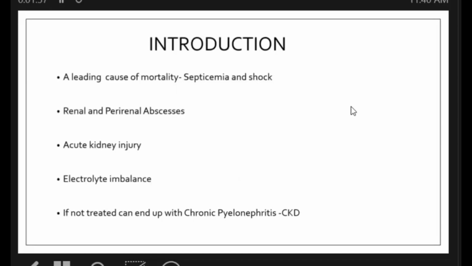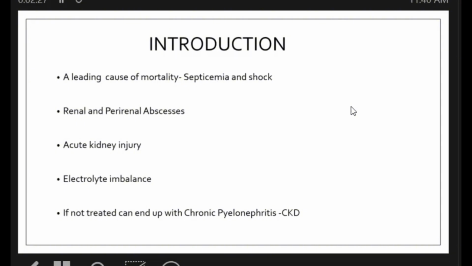The urinary tract infection is a leading cause of mortality and morbidity. It's the world number one cause for septicemia and septic shock. Severe urinary tract infection ends up with septicemia and septic shock. In fact, in Sri Lanka, it is the number one cause for septicemia and septic shock. If you don't treat, some of the patients end up with renal abscesses, perirenal abscesses, and some of the patients may end up with acute kidney injury.